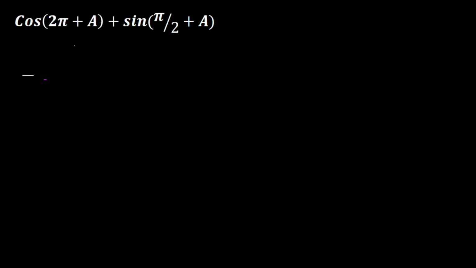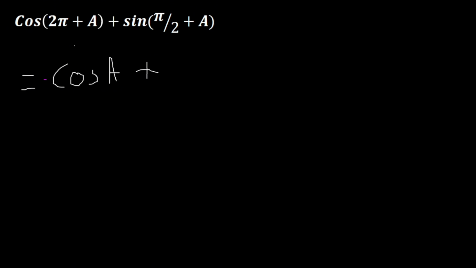Okay, that is equal to what? Cos 2π is equal to 1. That is cos A cos 2π, so cos A, minus sin 2π. Sin 2π is automatically 0. Hence, we are left here with 0. And move on to the next one.